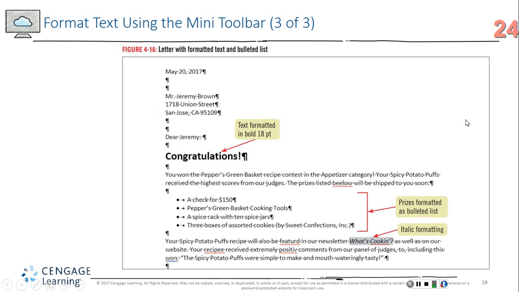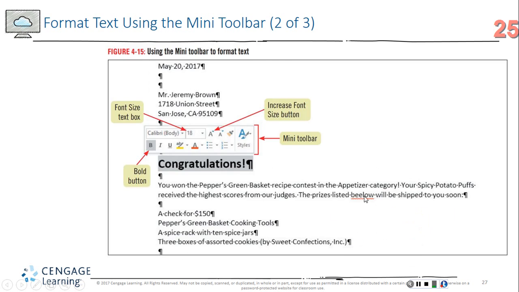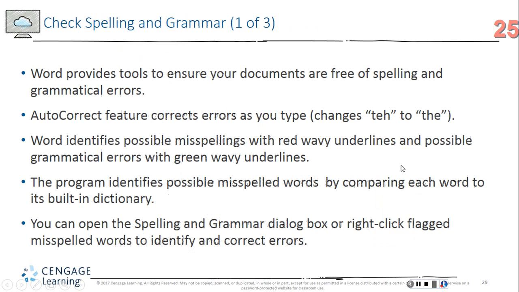Let's see. There's also the end result. We formatted the text into bold 18 point. That's what this looks like as a result. We've got a bulleted list here. And then we italicized the words "what's cooking." So that's the after. You have the before and after.